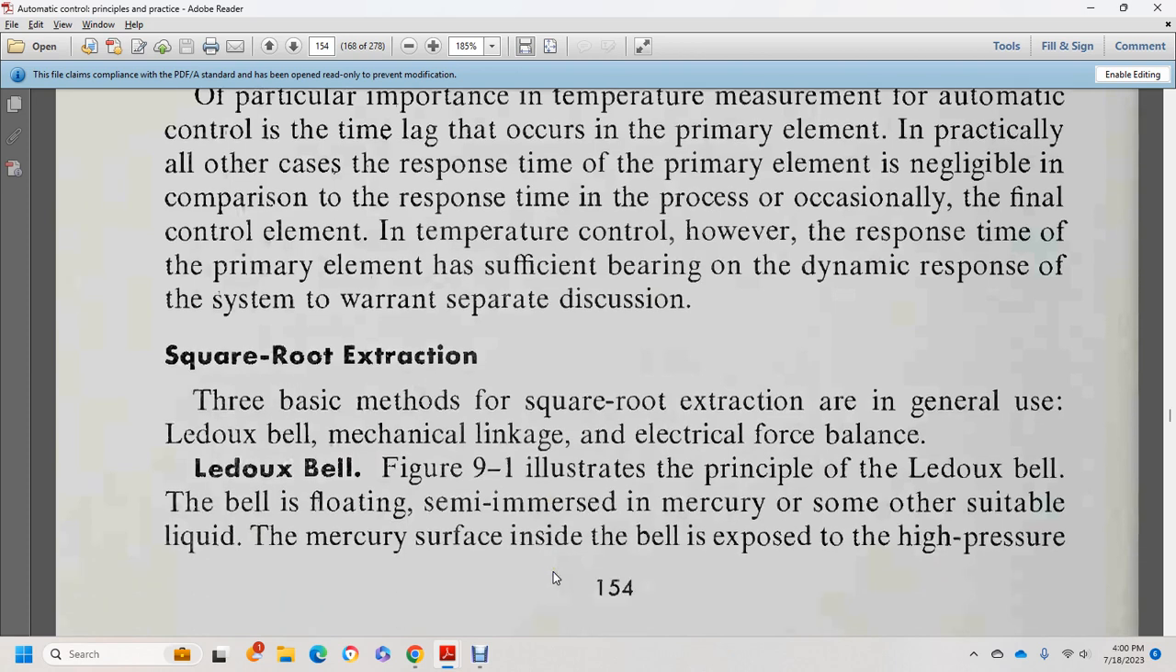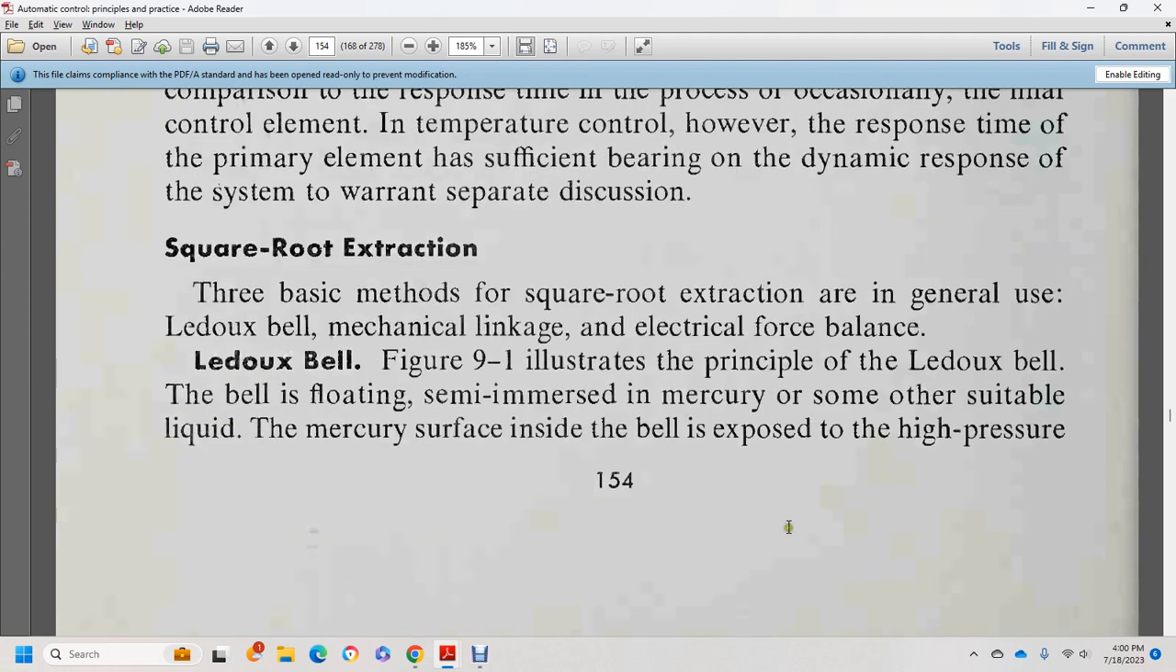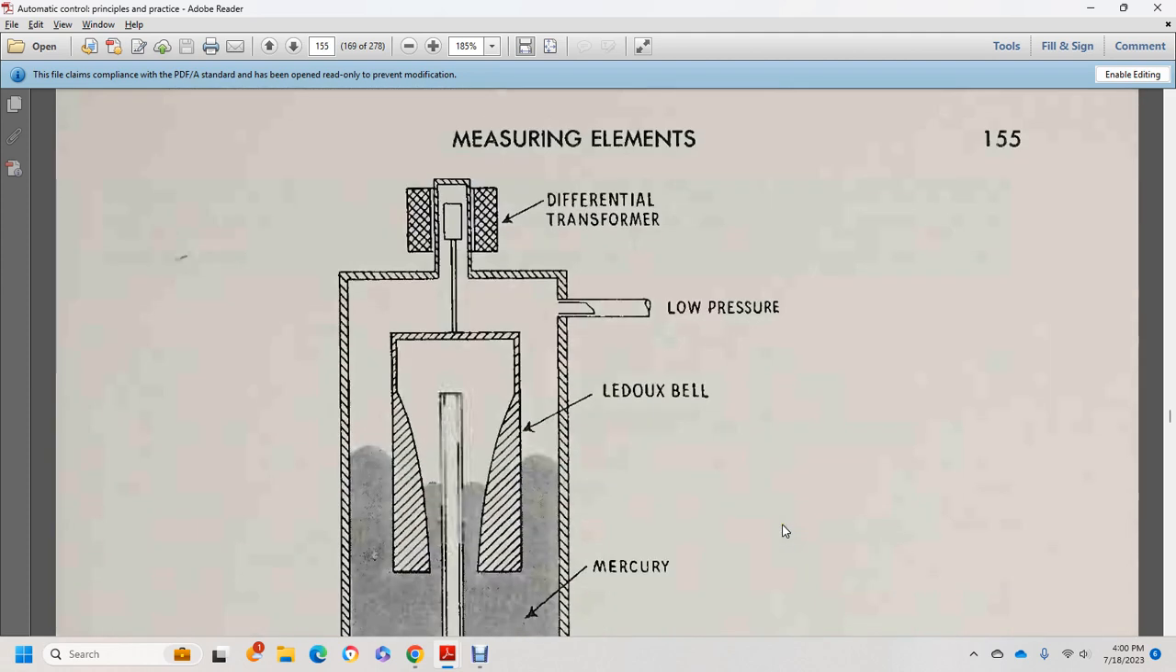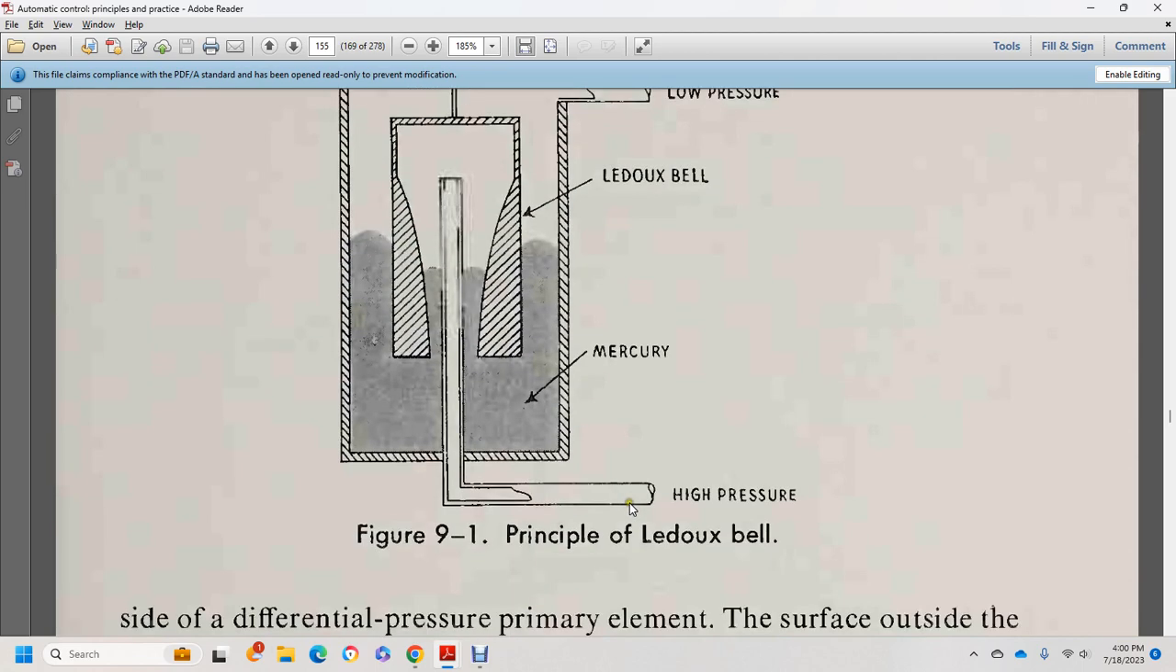Three basic methods of square root extraction are generally either the Leduc's bell, with the mechanical link, with the electrical force panels. The Leduc's bell with the figure 9.1 illustrates the principle of the Leduc's bell. The bell is floating semi-immersed in the mercury or some other suitable liquid. The mercury surface with the inside of the bell is exposed with a high pressure of differential transversion, low pressure Leduc's bell with the mercury high pressure.